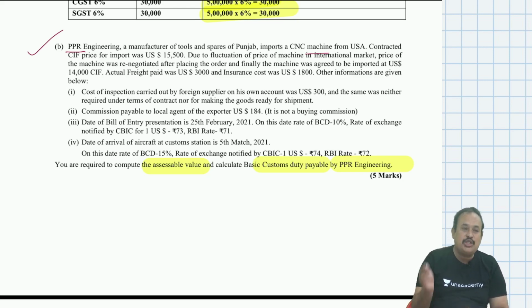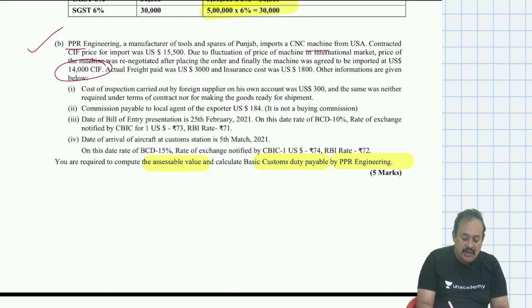Air freight is given. CIF value should be considered $14,000. So, see the given CIF value $14,000. From that, you have to deduct the given air freight. How much is given here? $3,000.